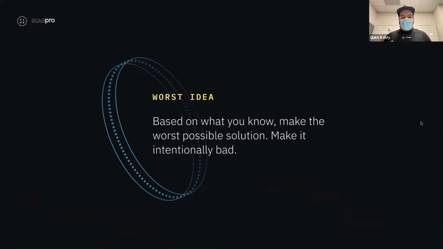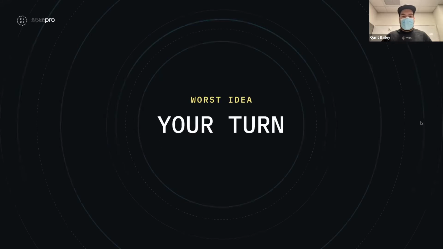So the prompt is, based on the research we did before, make the worst possible solution. You want to make it as intentionally bad as possible. It's really interesting how this is really good for the first couple sessions of ideation, because when you start looking at the worst possible solution, your brain is a lot more free. You're a lot more creative in that way, and so you're able to think of different things related to that. So we're going to go ahead and give it a shot.